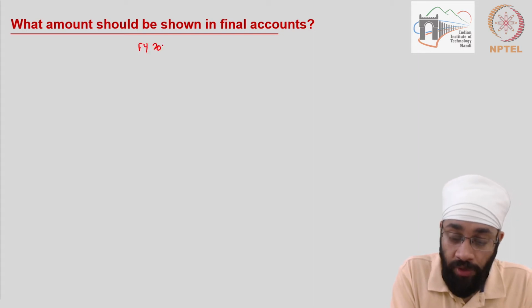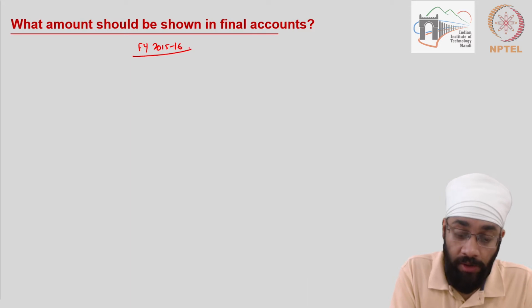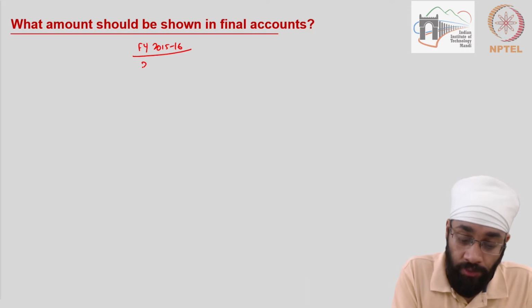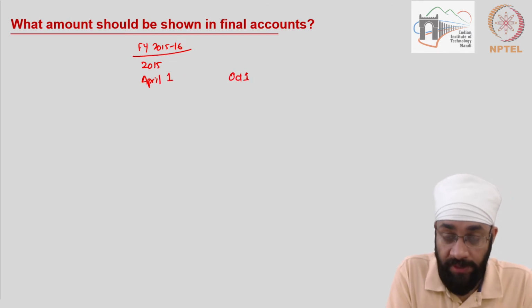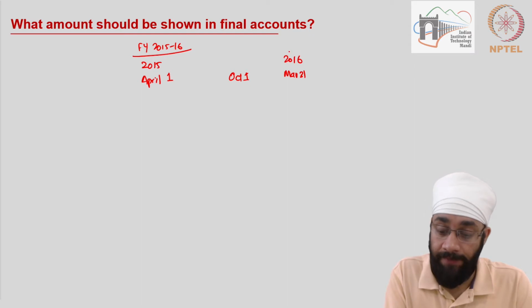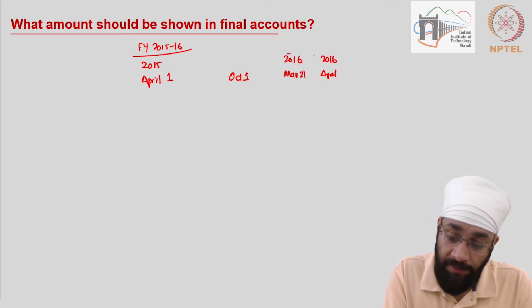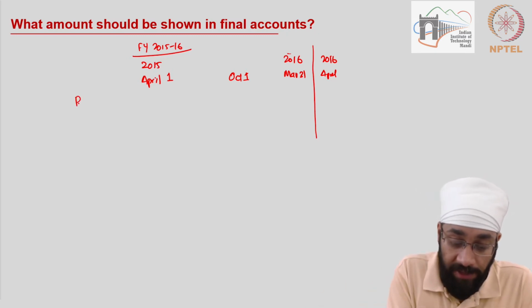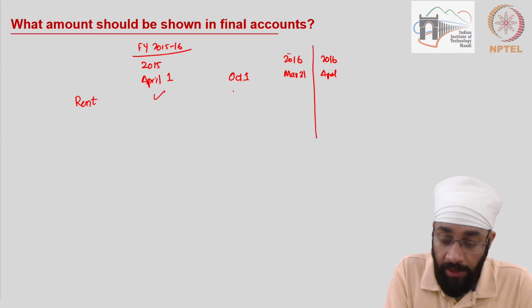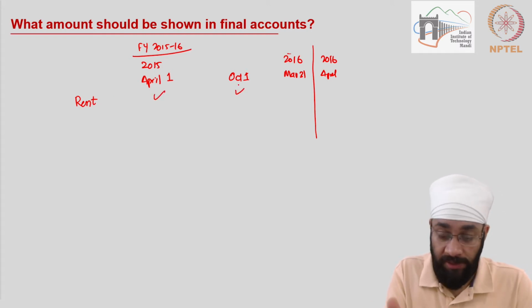So financial year 2015-16 is going on, and in 2015 you are on April 1st, and then there is October 1st in the same year, and in 2016 March 31st the financial year comes to an end, and then you have April 1st of the same year, but that is the next financial year. So what you do is you pay rent here and here for the next 6 months.